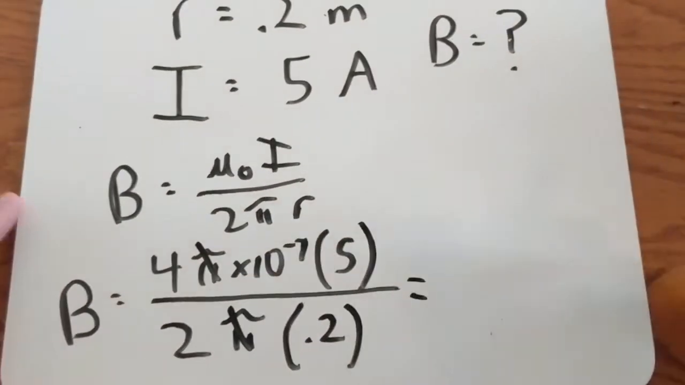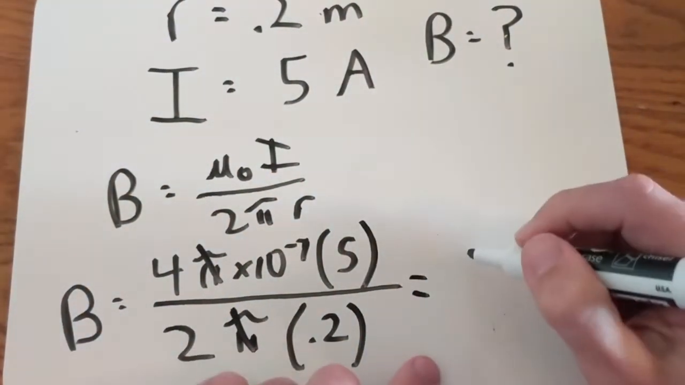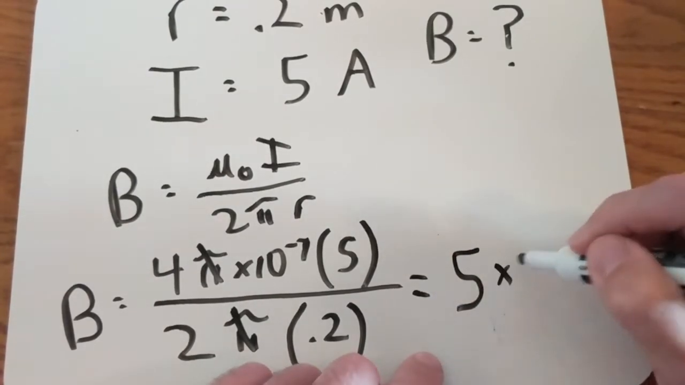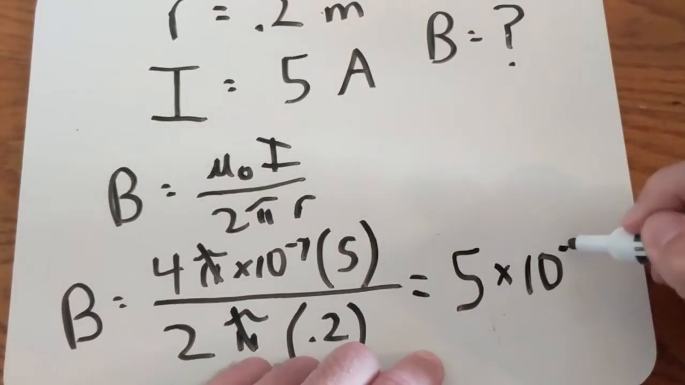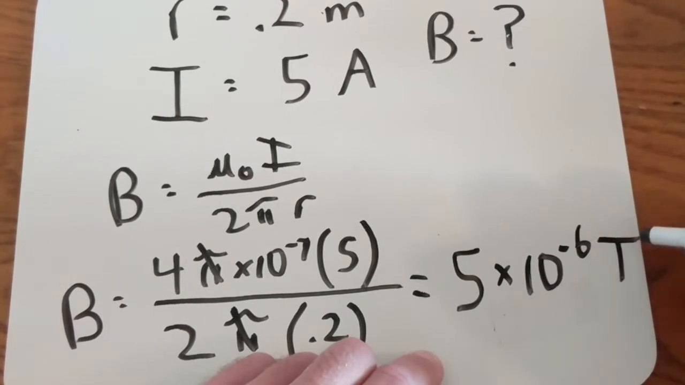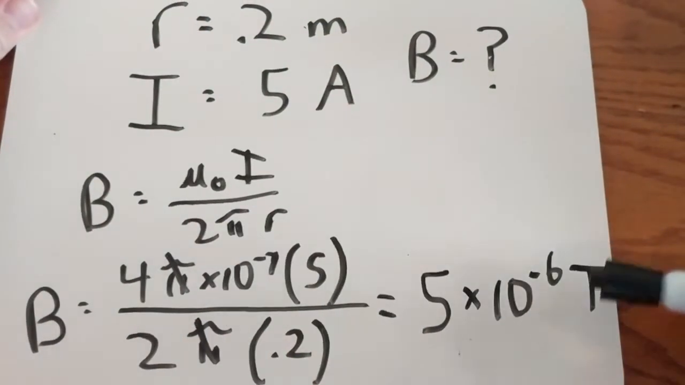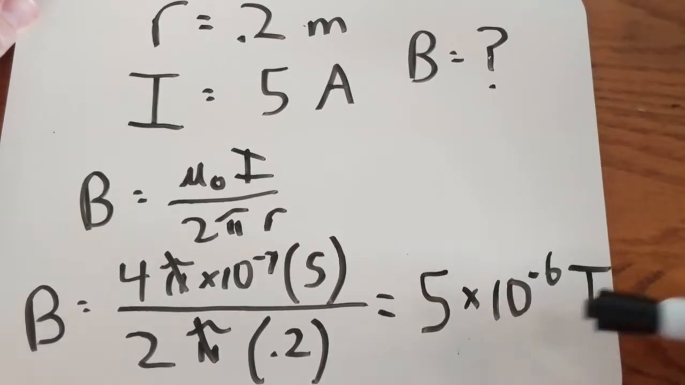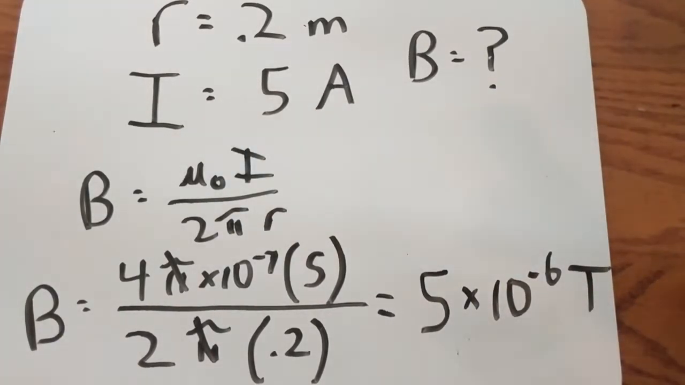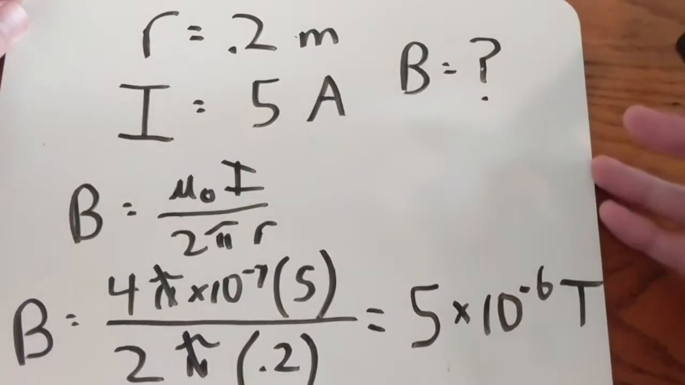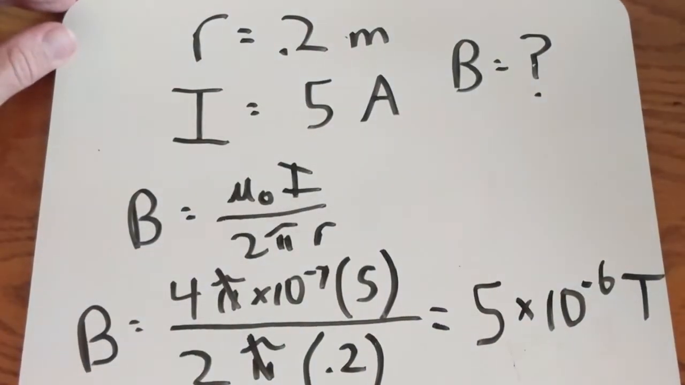Now we can just go to our calculator, which I've already done, and we get 5 times 10 to the negative 6 Teslas. And that's how strong the magnetic field would be 20 centimeters from a wire that's carrying current. Now notice it's a pretty small amount of Teslas. But 1 Tesla is a very, very strong magnetic field. So let's move on to our next equation.